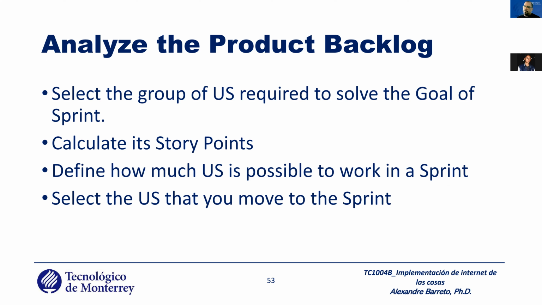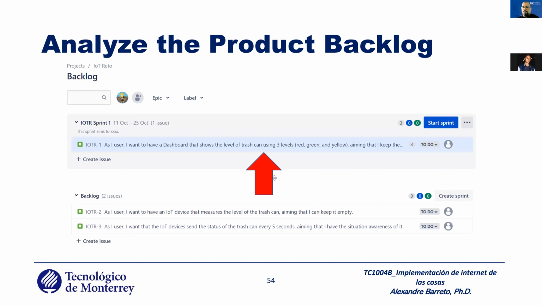Okay, so when you have the correct goal, you go to the product backlog, select the user stories that you need to accomplish, and move these user stories, like that, to the sprint. Okay, how you do it is click and put here. Okay, and to start the sprint, you only need to click here.